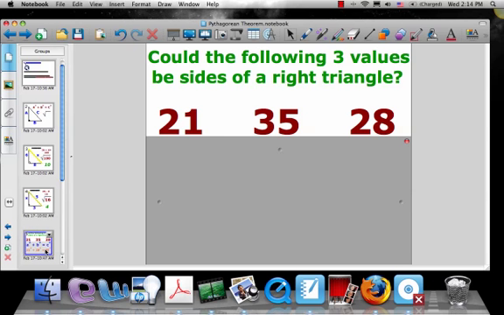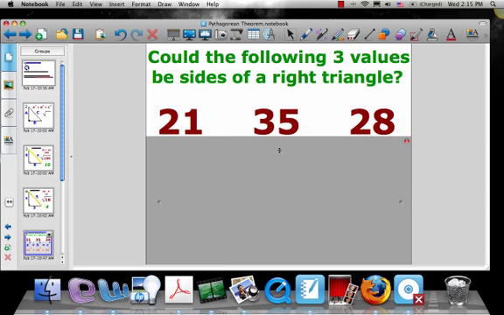Last example I want to do for you is this. Type of question pops up every once in a while. Could the following three values be sides of a right triangle? Notice my numbers. To do this, what you need to do is plug it into the Pythagorean Theorem. Because like I said in the beginning, the Pythagorean Theorem works with only right triangles. Well, vice versa. To determine whether three numbers represent a right triangle, they have to work in the Pythagorean Theorem as well. So what I need to do is take my three values and put them into the Pythagorean Theorem.